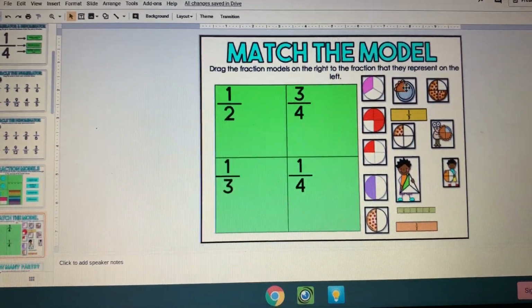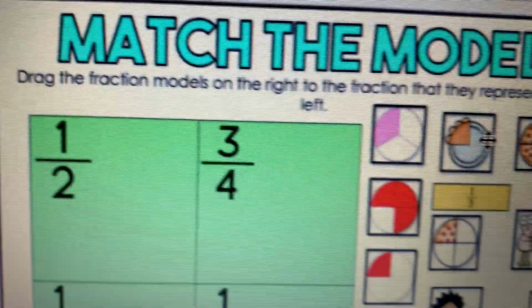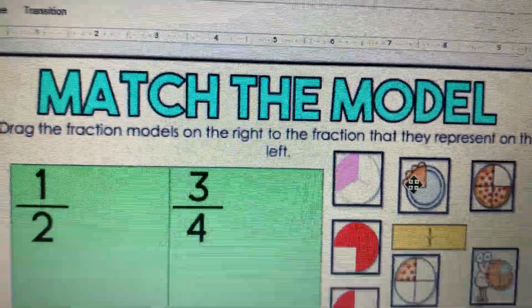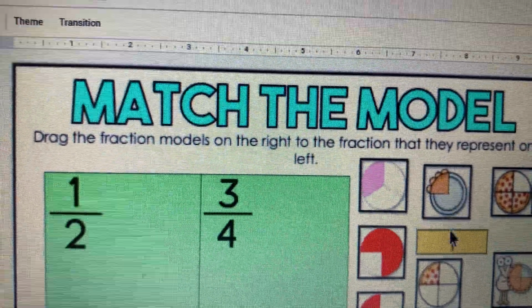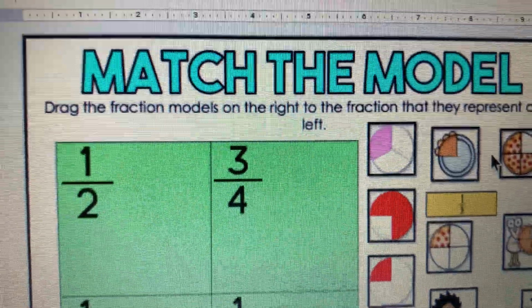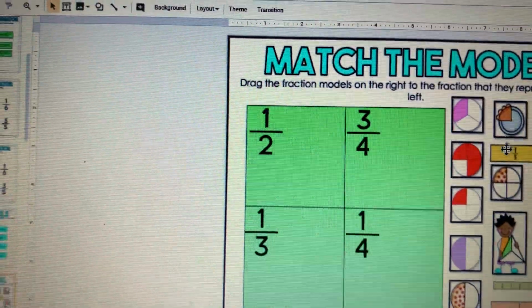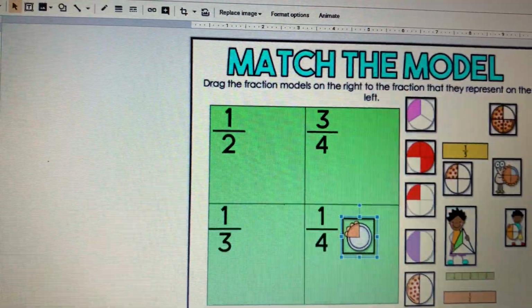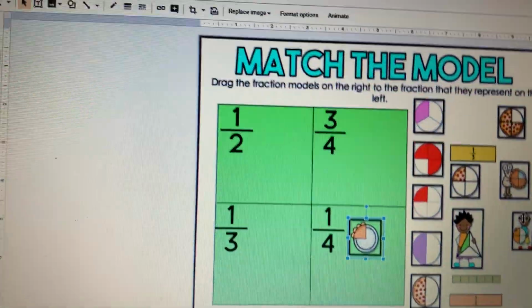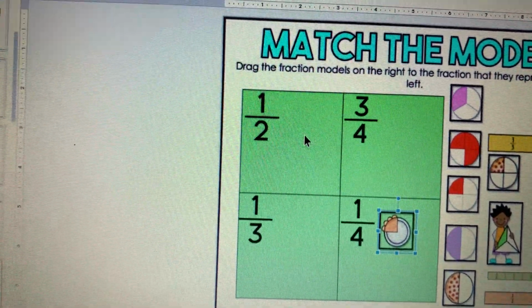So if you look here, this piece of pie has this one little corner taken out. So we can assume that it also goes down and across, meaning 1/4. So then this one would drag over to the 1/4, and so on and so on. So you need to look at the pictures and match them up to the fraction.